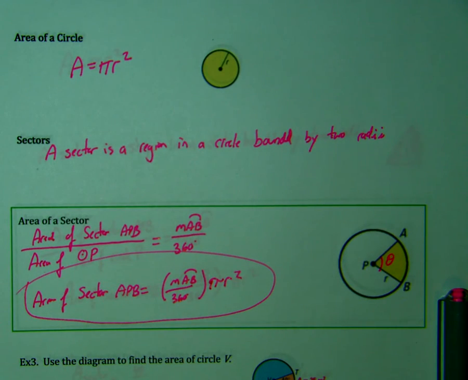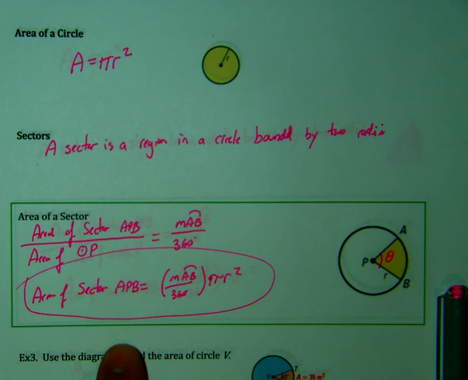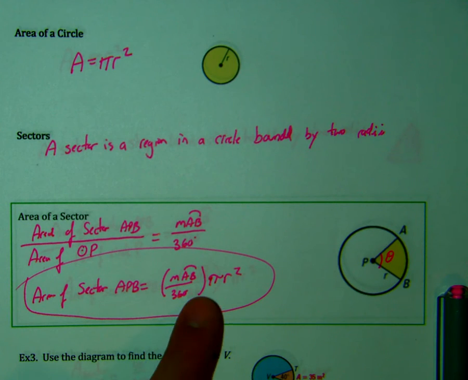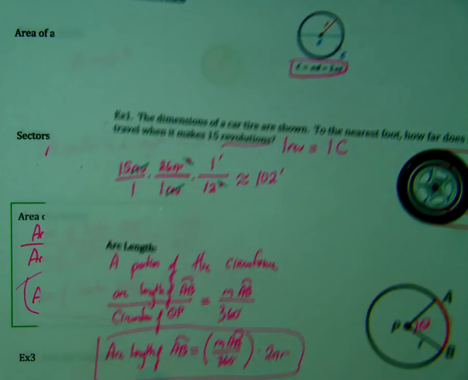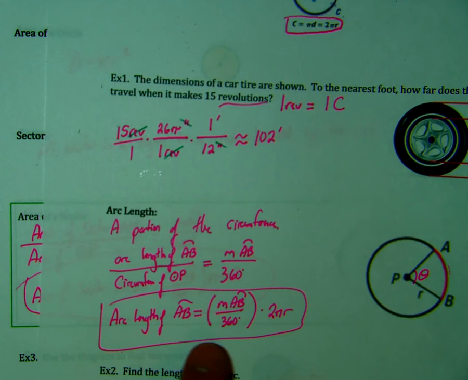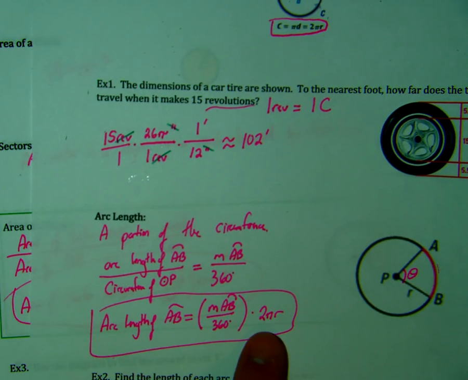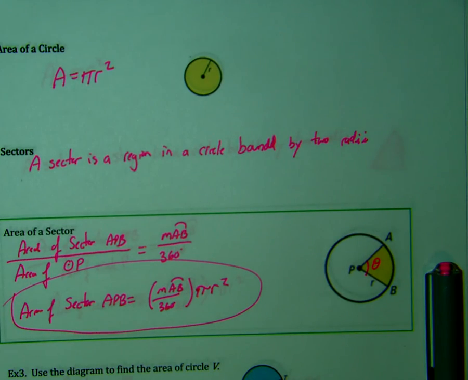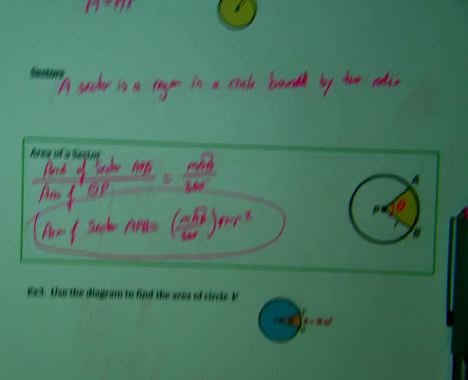All right. So as you can see, the sector area is just a fraction of the area of the circle. The arc length is just the same fraction of the circumference. Okay, so these things are very similar. You just got to keep track of what is one-dimensional and what is two-dimensional.